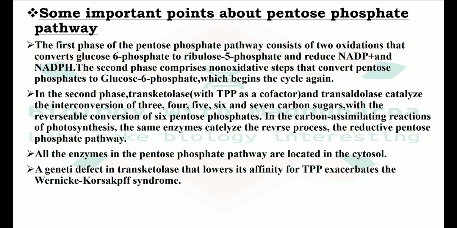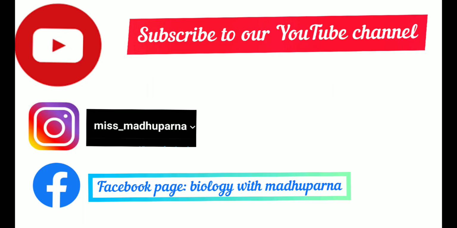A genetic defect in transketolase that lowers its affinity for the TPP cofactor exacerbates Wernicke-Korsakoff syndrome. So about this syndrome I will talk in another video, which will come under genetic disorders. So this was the pentose phosphate pathway.